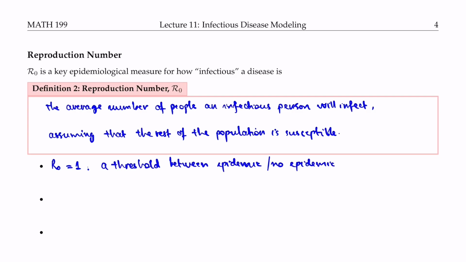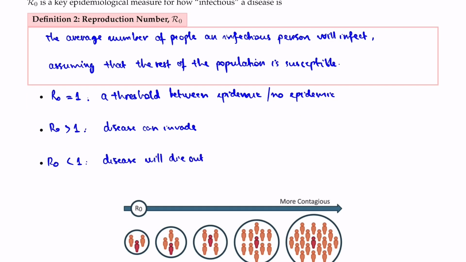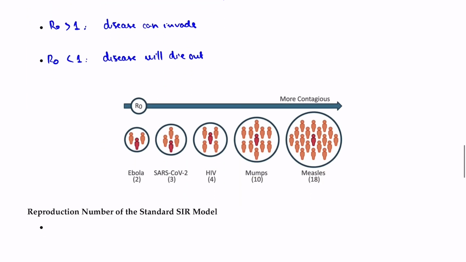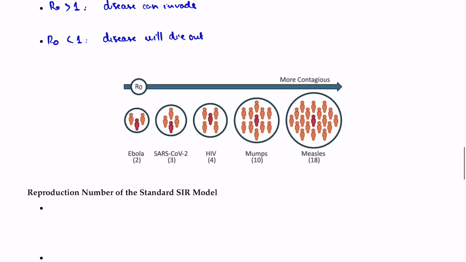When R0 is greater than 1, the disease can invade. And when R0 is less than 1, the disease will die down. I have the following picture representing the different R0 for different diseases. For Ebola, R0 is 2, that is, one infected person can subsequently infect 2 other people. The COVID-19 R0 is around 3. HIV R0 is 4, for mumps R0 is 10, and for measles R0 is 18.